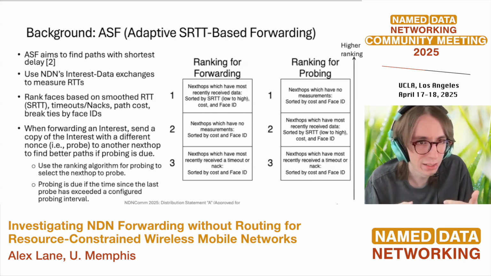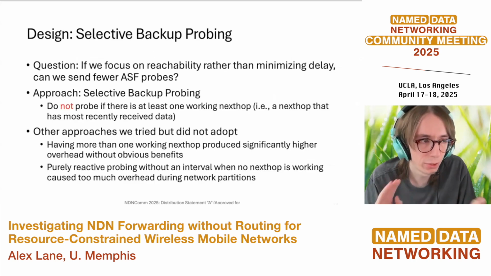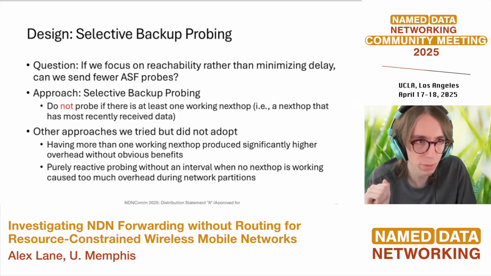Probing works somewhat similarly. We maintain a similar ranking, but for unmeasured faces, we will prioritize sending these duplicate interests, when traffic is received, to unmeasured faces first, and then probabilistically choose one if it's either working or not working, in a top to bottom order, essentially. So our two main design points were what we called selective backup probing and controlled probe propagation.